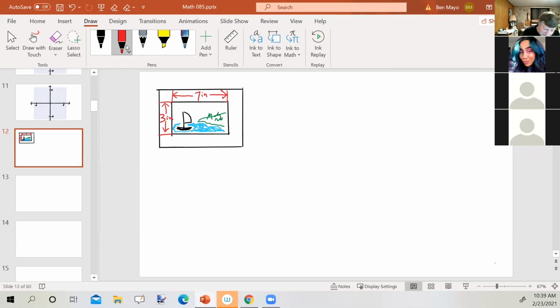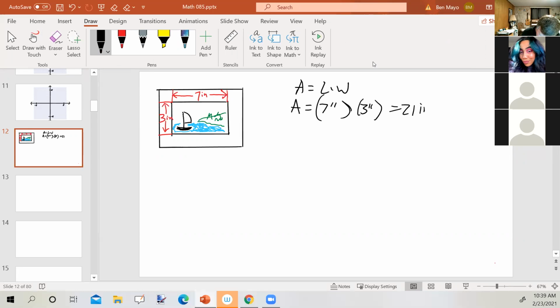Okay. So the area is length times width. The area is 7 inches times 3 inches, which is 21 square inches. That's the area of the picture. The area of the mat is also 21 square inches. So the area total is 42 square inches. Okay. Any questions there?